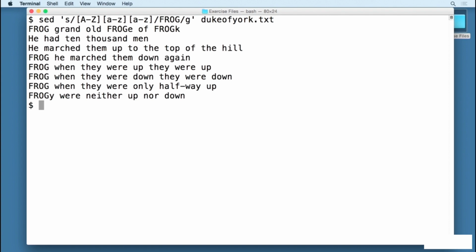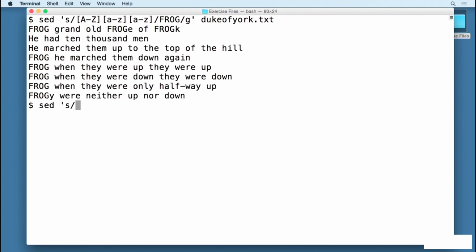You'll notice that it replaced the first word on each line, because all of those words begin with capital letters, except for He, which had an uppercase letter followed by a lowercase letter, but that third character was a space, not a lowercase letter, so it was not replaced. And then Duke and York were also changed by this command. The Duk in Duke and the Yor in York matched the pattern, uppercase letter, lowercase letter, lowercase letter, and were replaced with FROG.